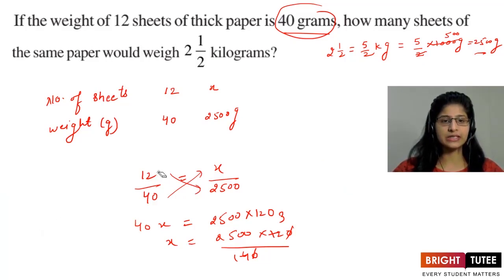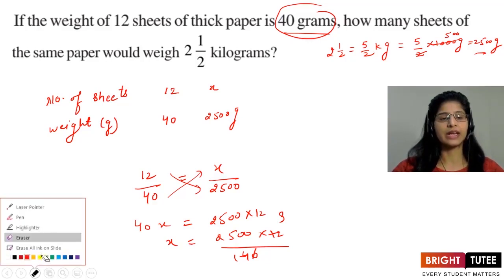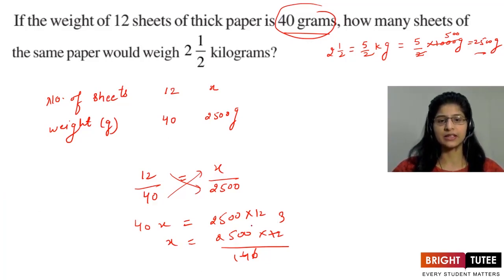What is it? It is just 12. Right, it is not number of sheets as 120, it is 12. So I am changing it, so this 0 will not get cancelled. Okay, now solving it further, just see, this 0 will get cancelled with one of the 0 of 4.